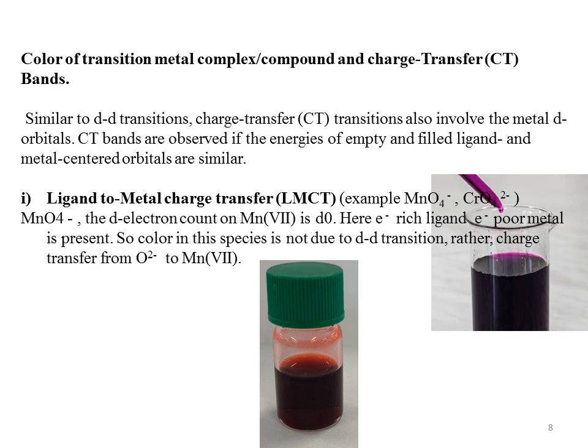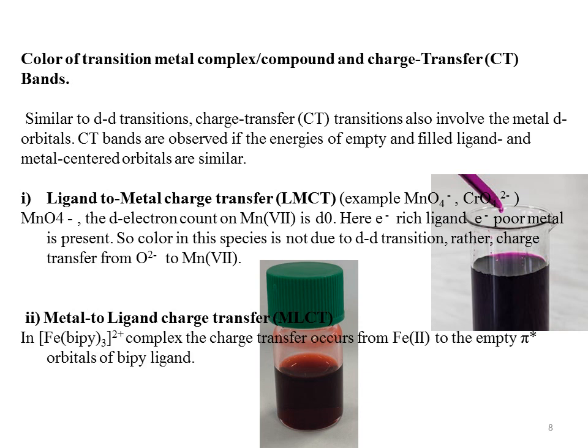The other example, दूसरी जो हमारे पास चार्ज ट्रांसफ़र होती है, that is metal to ligand charge transfer. इसमें एग्जाम्पल आपको दी गई है: tris(2,2-bipyridine)iron(II) complex. The charge transfer occurs from iron 2 to the empty pi star orbital of the bipyridine ligand. The deep red coloration of the complex compound is due to this. So these two were the explanation about color of the complexes.